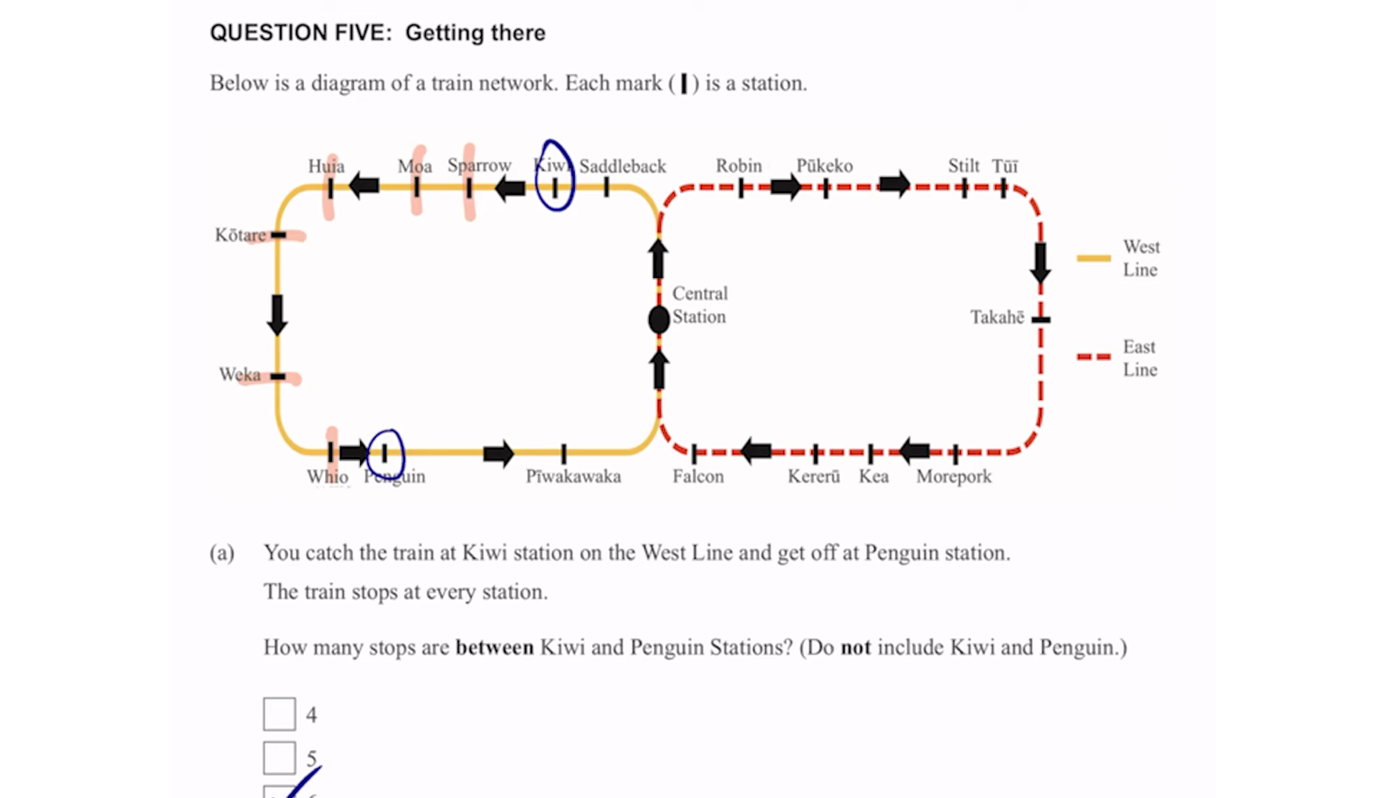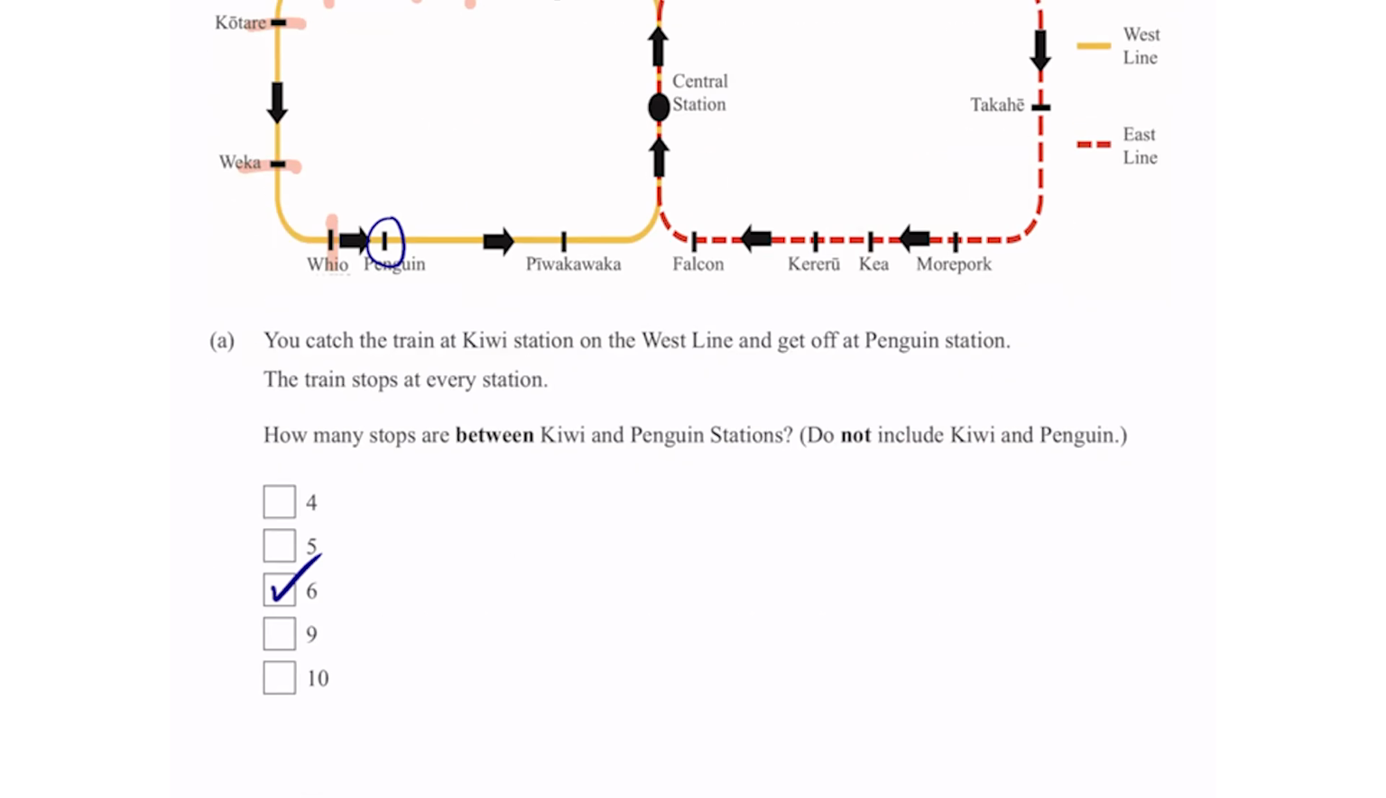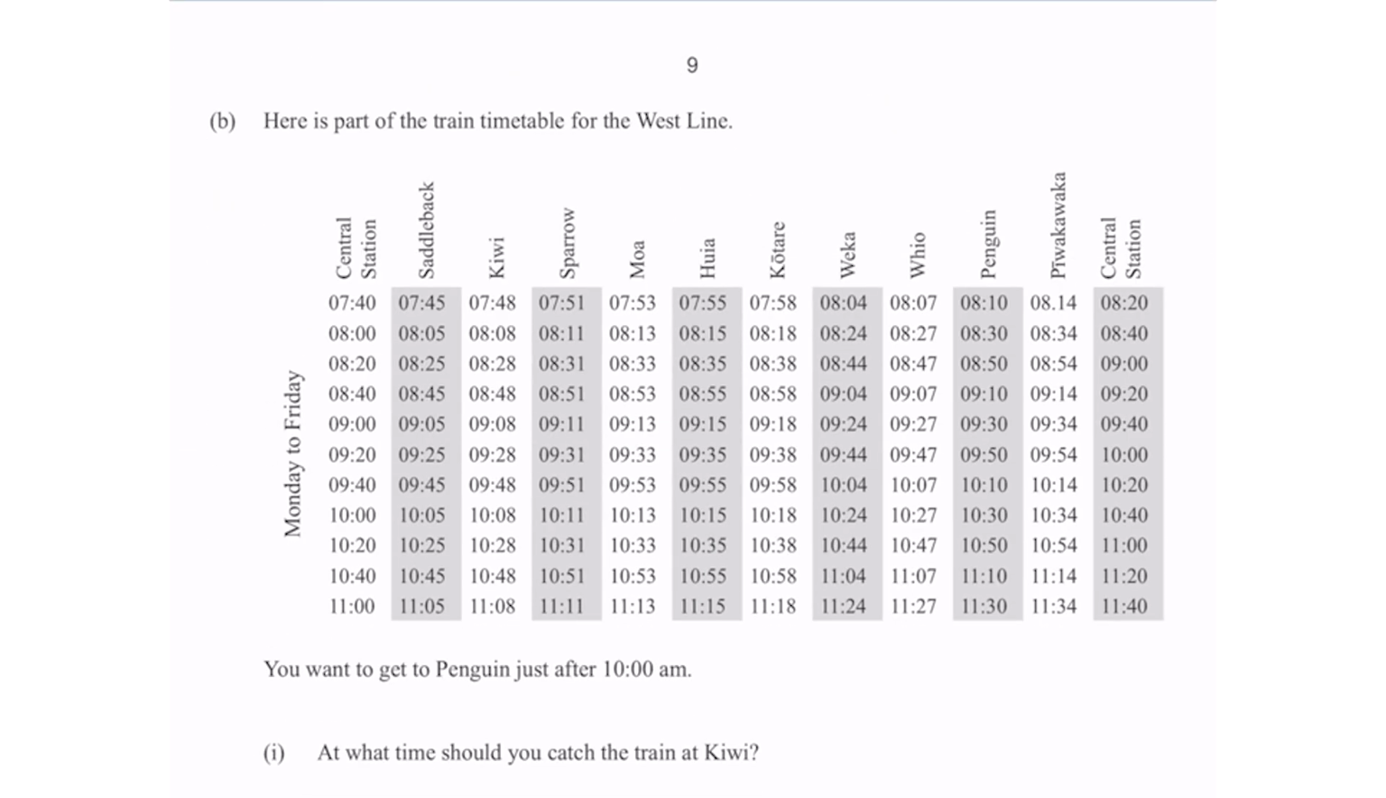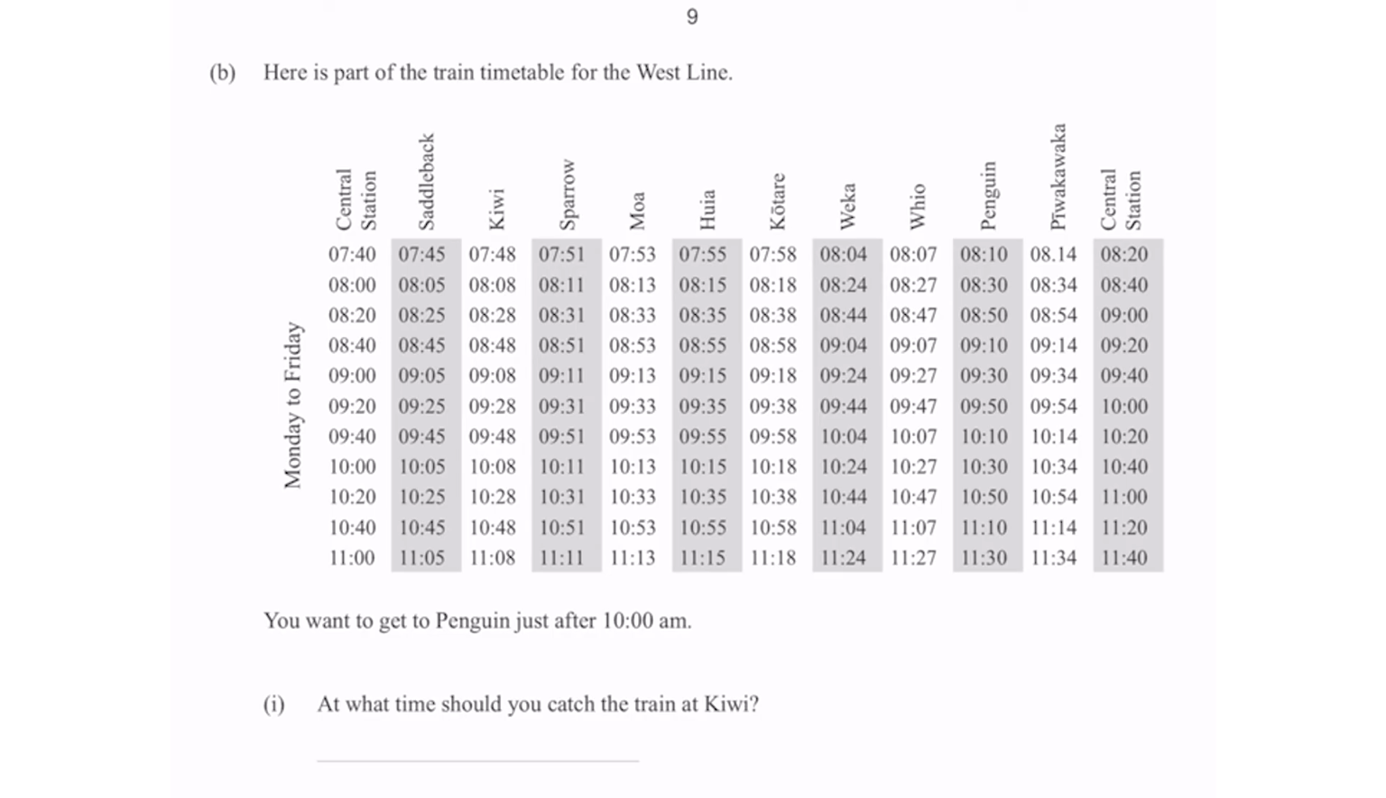Just a reminder, these are stations, so the little slashes are stations, so we're not counting these arrows or anything like that. Pretty self-explanatory. Now here is part of a timetable for the West Line.